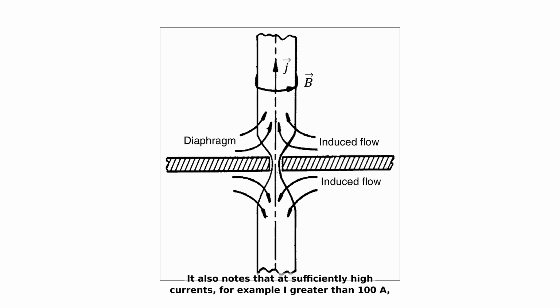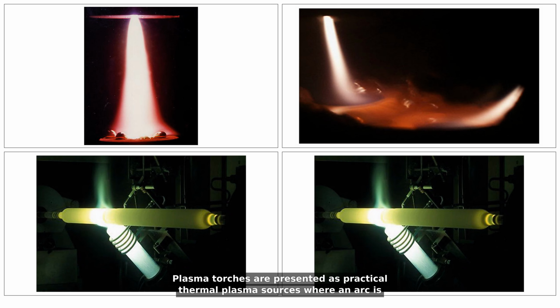It also notes that at sufficiently high currents, for example greater than 100 A, macroscopic flow velocities can reach the order of 100 meters per second, which strongly affects heat transfer and arc behavior. Plasma torches are presented as practical thermal plasma sources where an arc is struck between a cathode and an anode nozzle. The narration-relevant meaning is that injected plasma gas is heated by the arc and exits as a high-temperature, high-velocity plasma jet. Transferred arcs are illustrated with Figure 23 and Figure 24, including a case with a 100 mm arc length and a 750 A arc current.